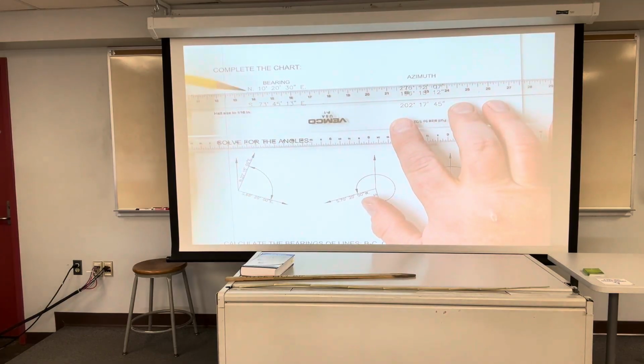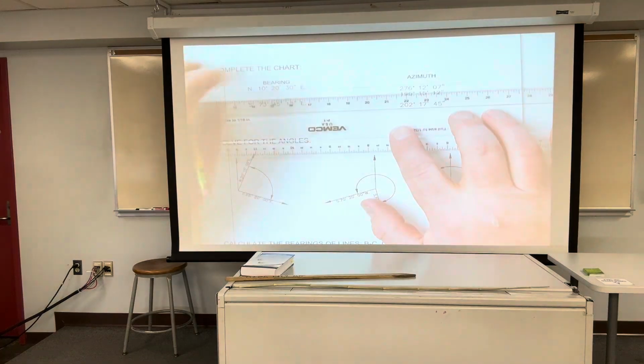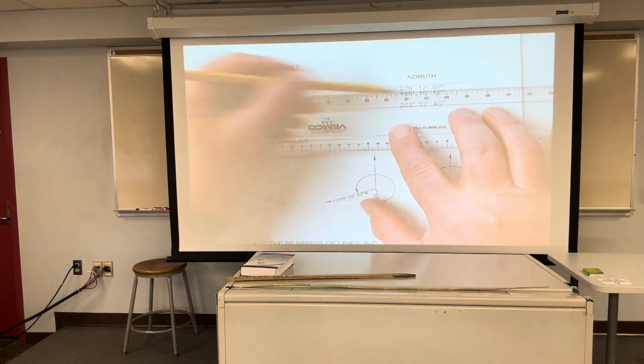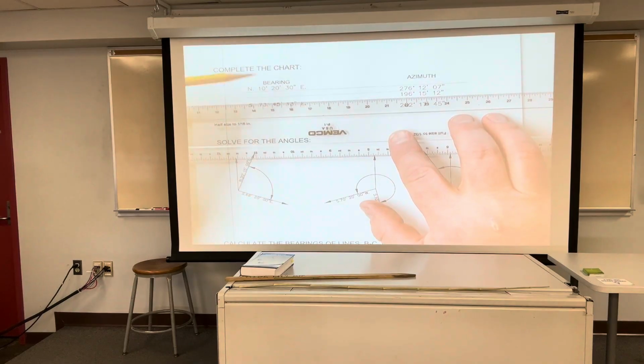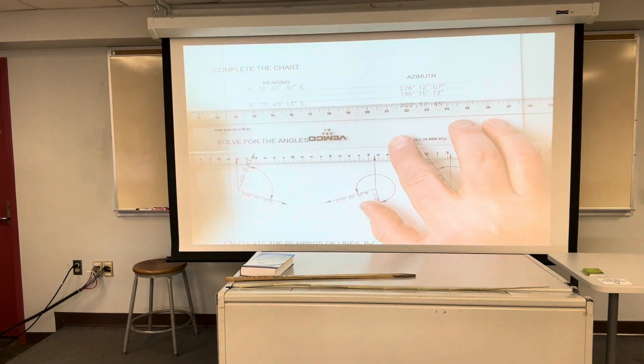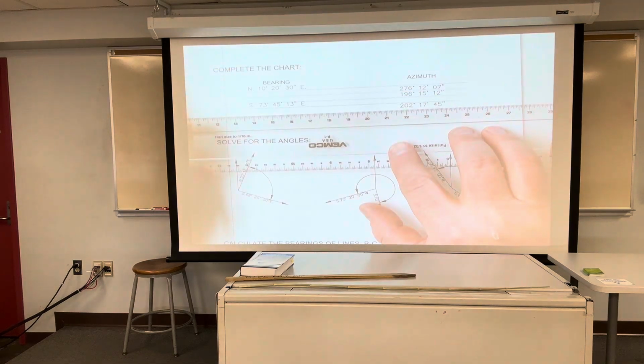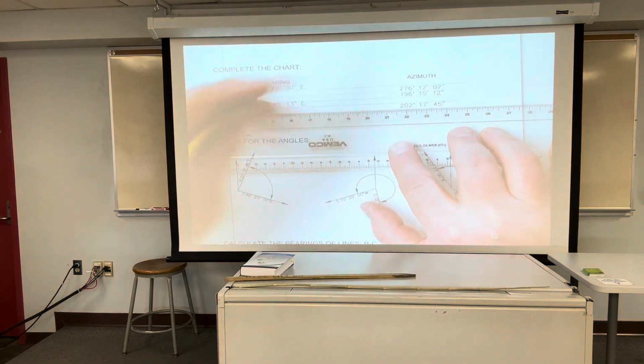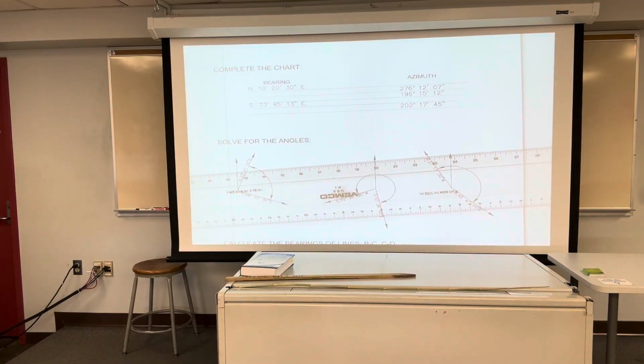I'm just going to draw some lines to help me write a little bit better, hopefully. Another big thing I have to do, I'm a very visual learner. I need to kind of see stuff worked out. I need to see a picture. So we start off with this first bearing, north 10 degrees, 20 minutes, 30 seconds east. We want to convert that to an azimuth.